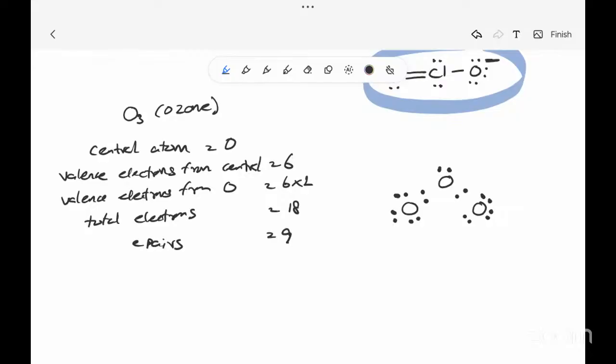Then the formal charges. When it comes to formal charges, here it is -1, here also -1. To the central oxygen atom, we have placed only 1, 3, and 4. So this should induce +2 charge. Right? +2 charge.